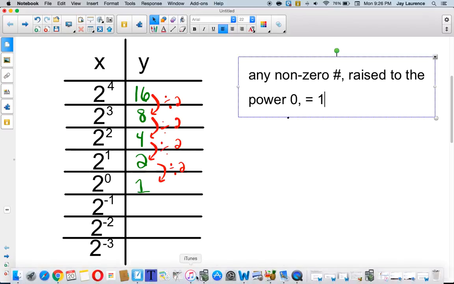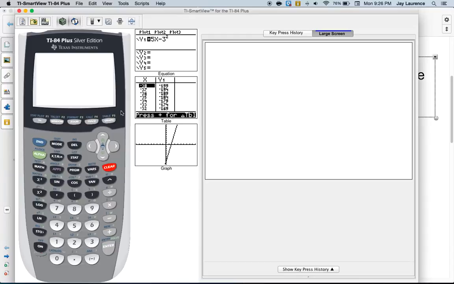You don't believe me? Let's get a calculator up here. There we go. And let's do 66 and raise it to the 0 power. And look at that. Boom, 1. Yeah. How about 1,568, and we will raise it to the power of 0. What do you think? 1.